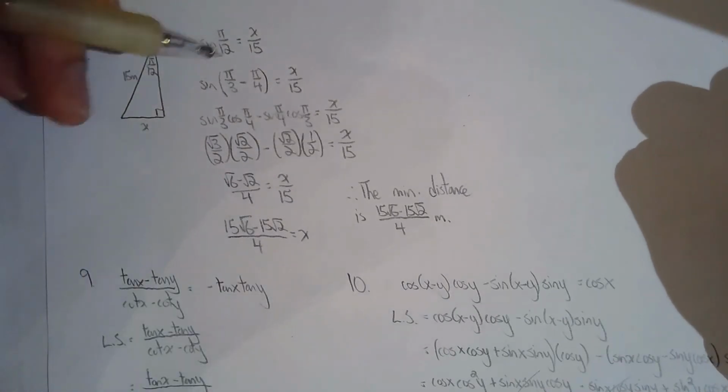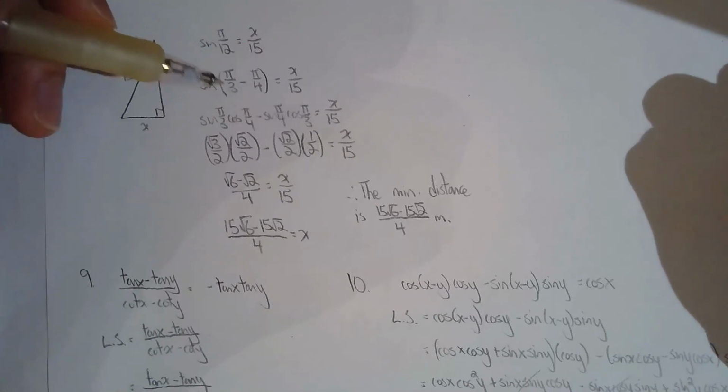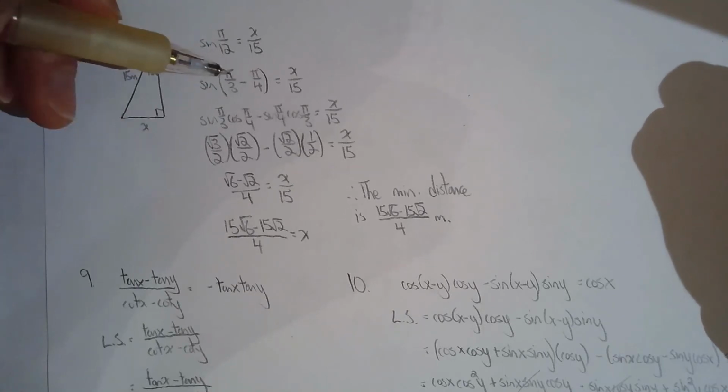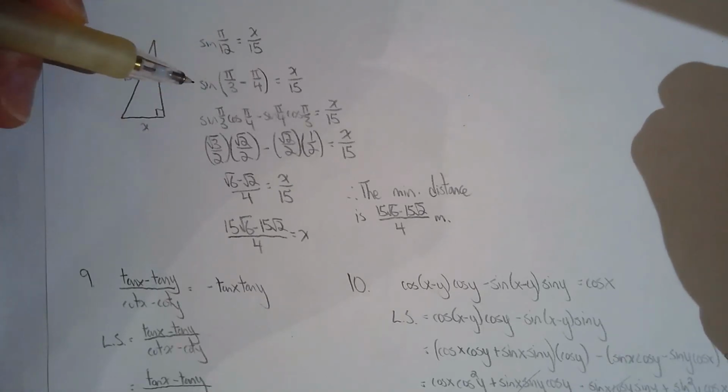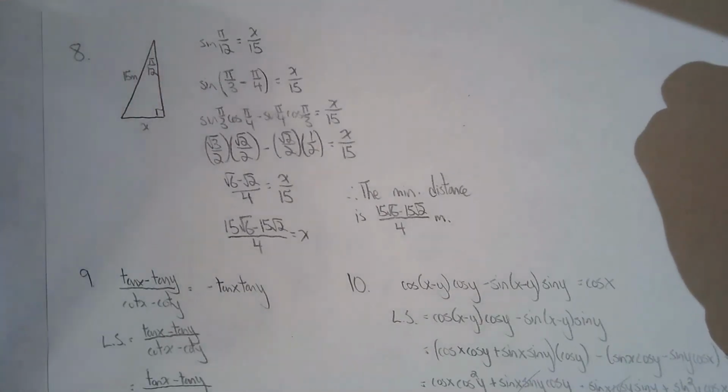Anyways, pi over 12 is not our friend. What you have to do is break apart pi over 12 such that it becomes our friend. So pi over 12 is pi over 3 minus pi over 4. I express it as a difference of special angles and use a subtraction formula for sine, and then multiply both sides by 15, and I'm done.